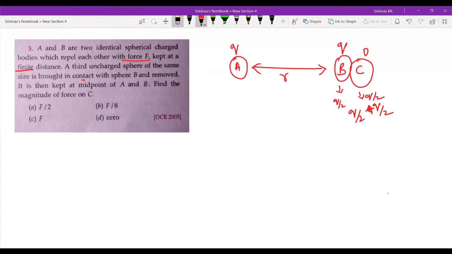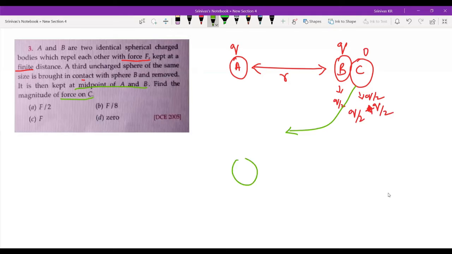Okay, now we will take this C, it is kept at the midpoint of A and B. Find the magnitude of force on C.